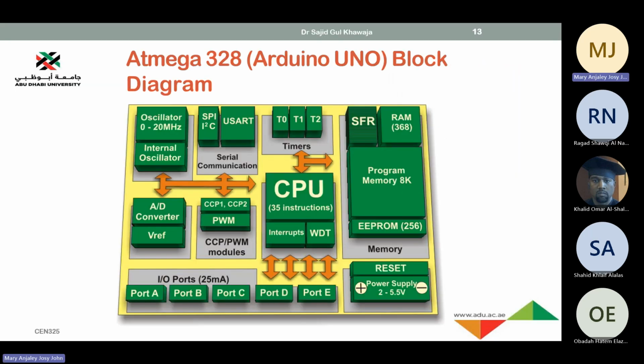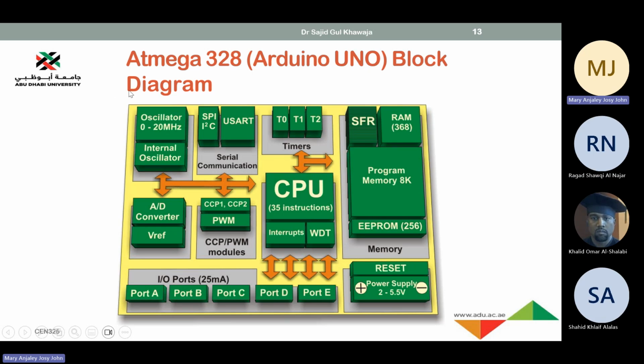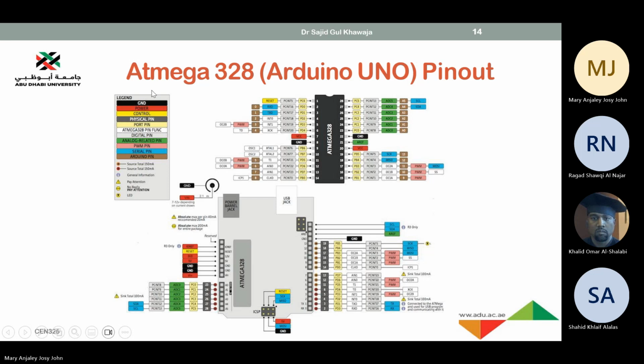So we have some idea now. As you see, what's the name of the slide? Atmega 328. And in the bracket, you have the Arduino Uno name. I was waiting for this name to come. And block diagram, it says. Let's go to the next picture.